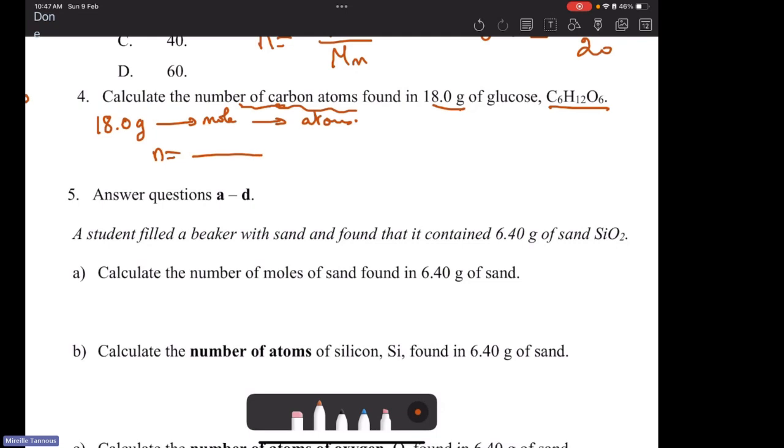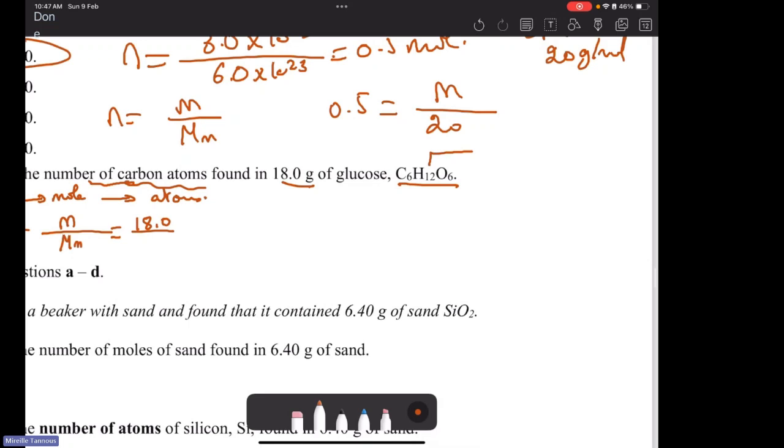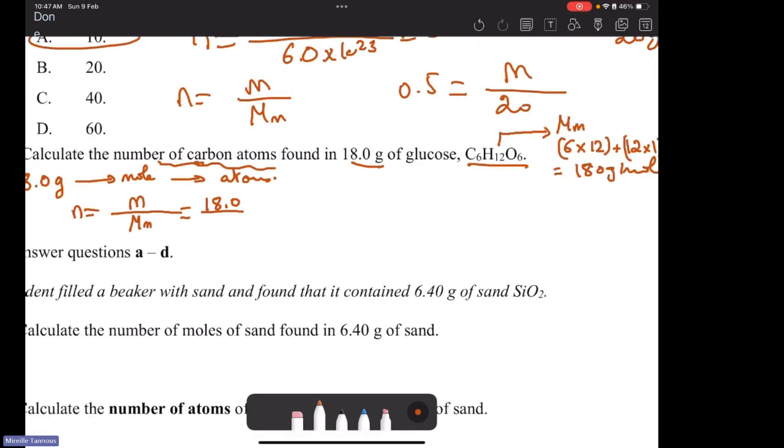So first I'm going to use the formula of mass over molar mass. I'm going to divide this 18 over the molar mass of glucose. Now let's find the molar mass of this one. It is 6 times the mass of carbon. From the periodic table I got 12, plus 12 times the hydrogen. Hydrogen is 1. And 6 times the oxygen. So solving this will get 180 grams per mole. So I'm going to divide 18 over 180 and that is 0.1 mole.